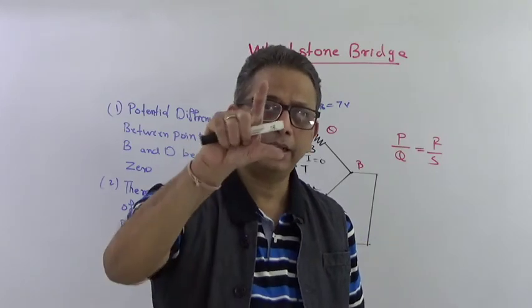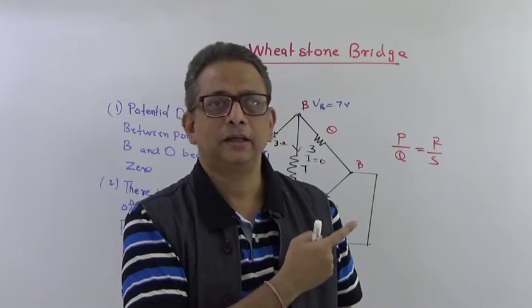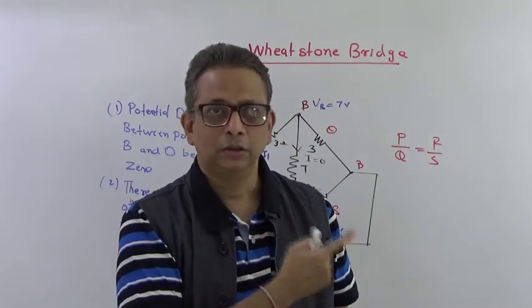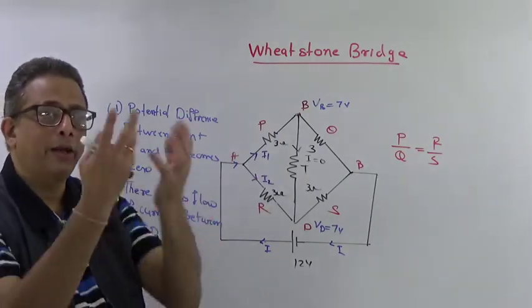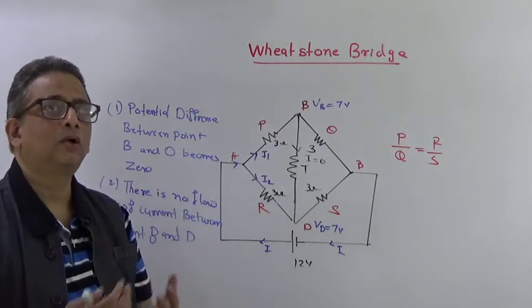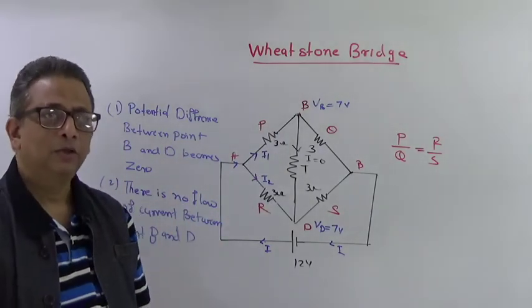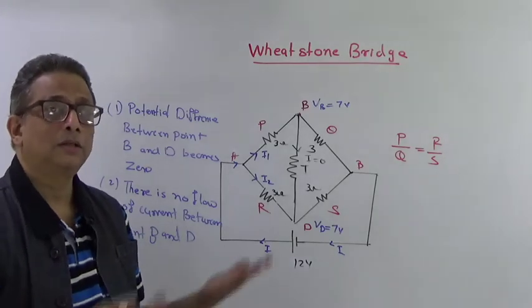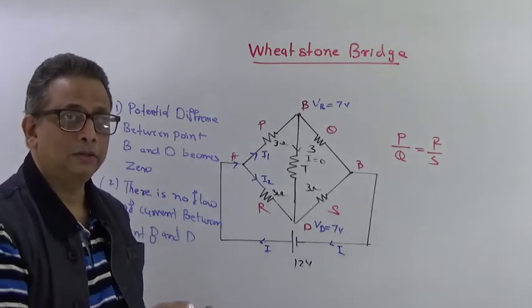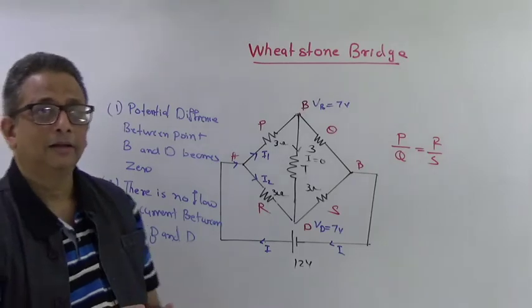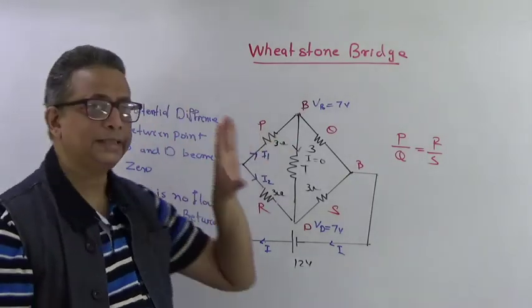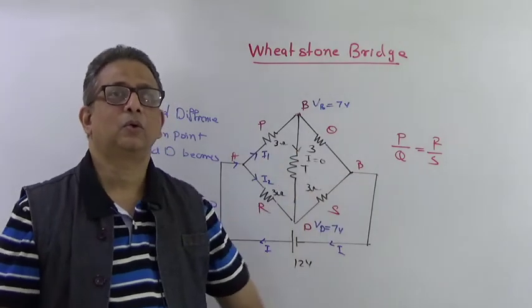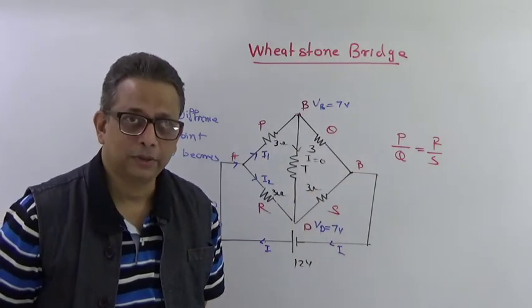So whether I keep the resistance or I remove the resistance, is the condition going to change? No. The potential difference between B and D, because this resistance is not drawing any current, is not changing the parameters of the circuit. So this resistance has got no importance in the circuit, and even if I remove this resistance, it is still not going to affect the performance.